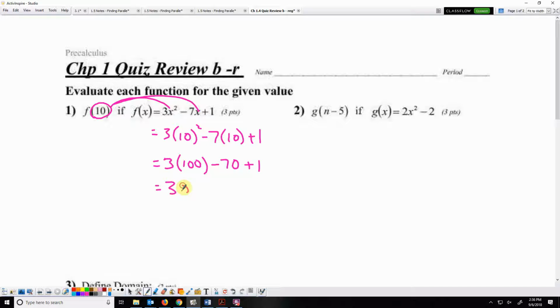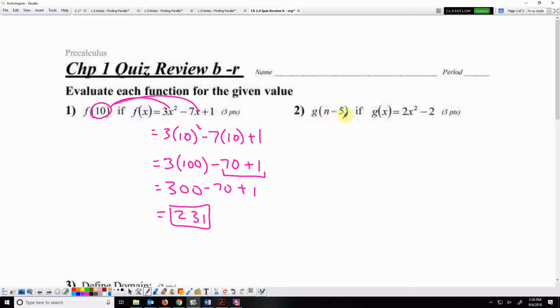So we get 300, and then we have minus 70 plus 1. One of the dangers is people like to just combine these two and say it's minus 71, but that's a negative 70 plus 1. So if we're going to combine these, we have to do negative 70 plus 1, which is minus 69. But let's just do it in this order: subtraction, addition and subtraction from left to right. 300 minus 70 is 230, plus 1 is 231.